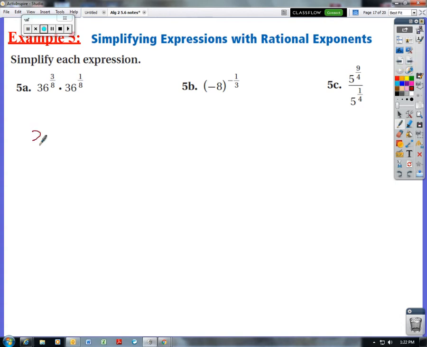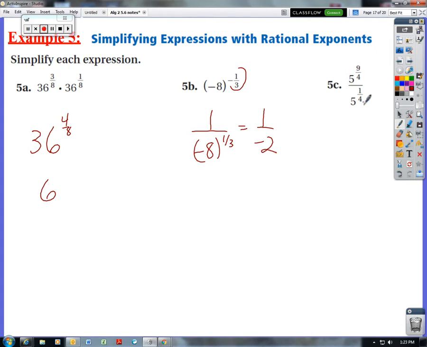So this one's going to end up being 36 to the 4/8, which is the square root of 36, which is 6. This one's going to be, I would write this as 1 over -8 to the positive 1/3. So I'm simplifying the negative exponent first, putting that -8 down here in parentheses. I can take the cube root of -8, it's -2, and so I get -1/2.